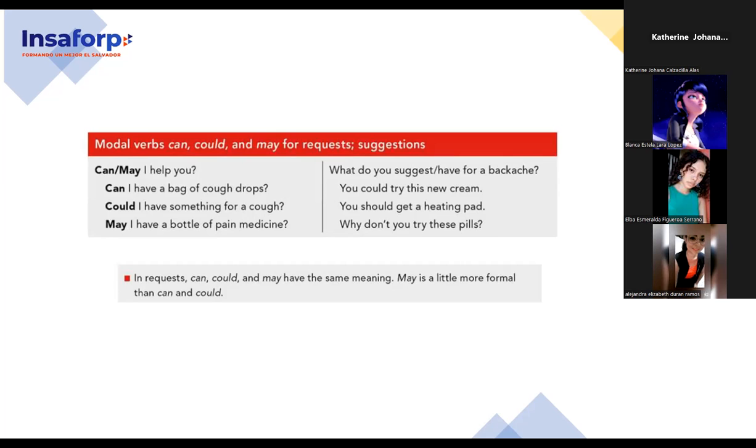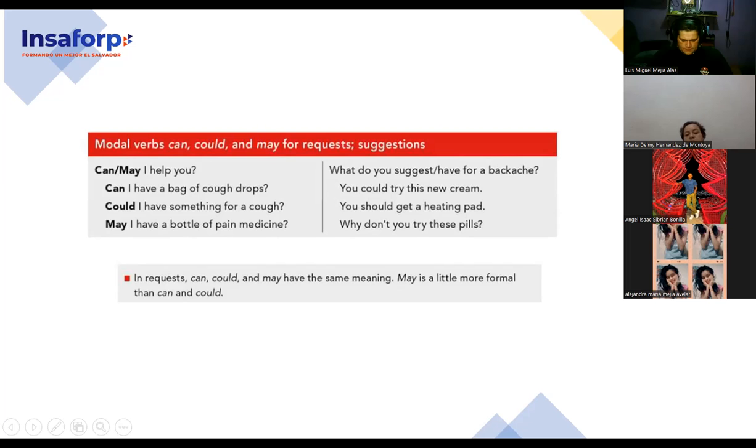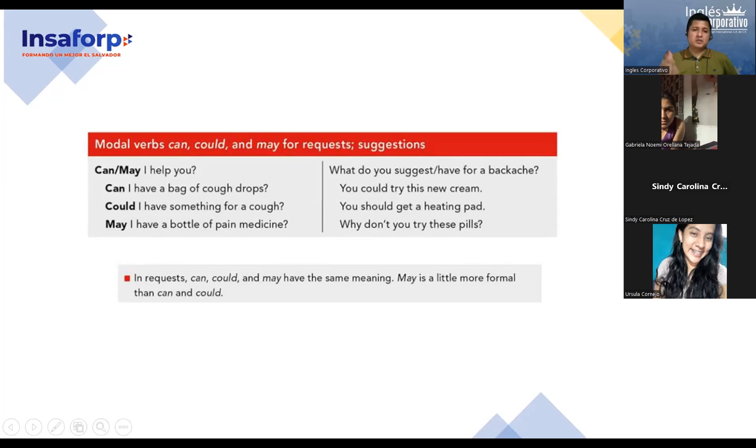Use can, could, and may to be polite. When you request, right? Solicita algo, right? So you request something. So you say, excuse me, may I have a bottle of pain medicine? Could I have something for a cough? And then the other one, suggestions, right? Mire, estas son suggestions. So, I have a backache.